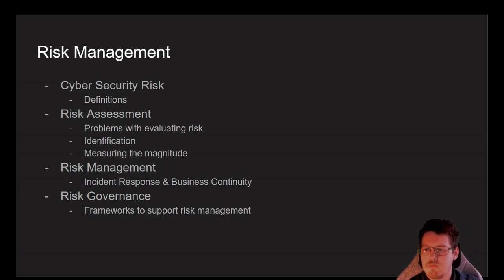And then we'll touch on risk governance. So by governance, all we mean is the organizational level processes and procedures that are in place that govern operations, right? So we're talking about how can we implement certain organization-wide policies and procedures in order to manage risk. So we'll be looking at a few different frameworks that are used in order to support risk management at this point.